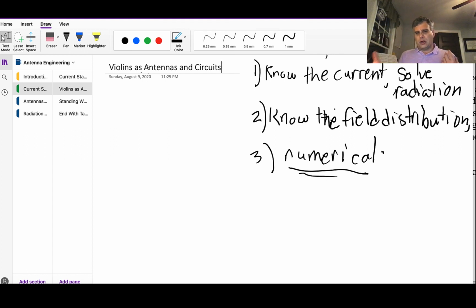How do you know what the currents are on that antenna without understanding what the fields around it are? But those fields around it cannot be solved unless you figure out what the currents are on that antenna. So this kind of raises a conundrum.